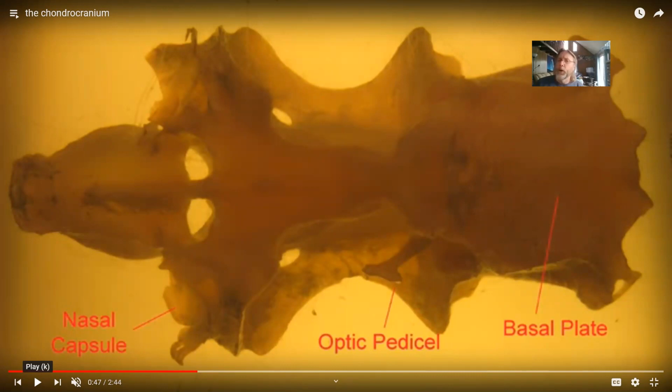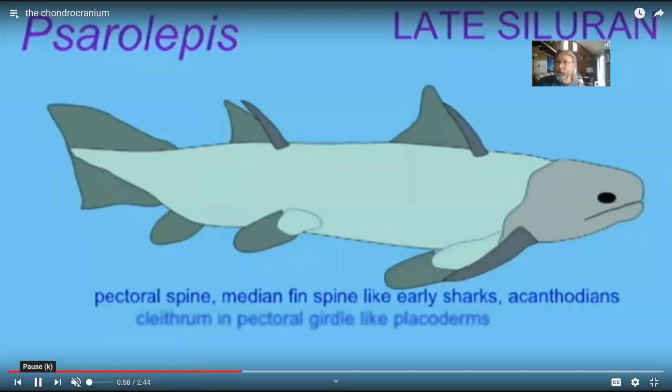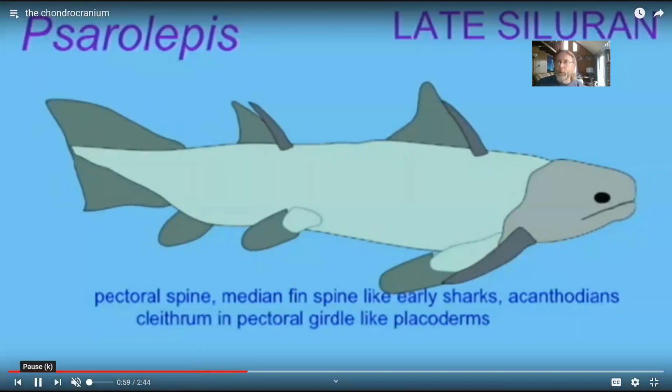A shark is a cartilaginous fish. It's a primitive type of fish. And the bony fish of today, they don't have pedicels. But the very first bony fish had features that they shared with sharks and other primitive fish like placoderms and acanthodians that modern bony fish lack.